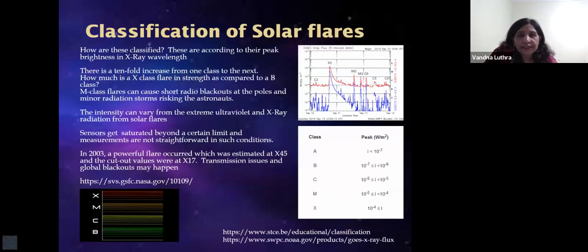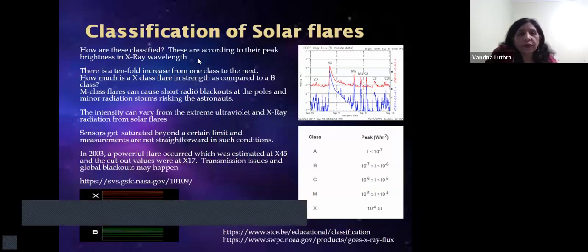So when we are doing classification of solar flares, these are classified according to their peak brightness in the X-ray wavelength. They have got different classifications, and one classification goes according to the GOES observatory.